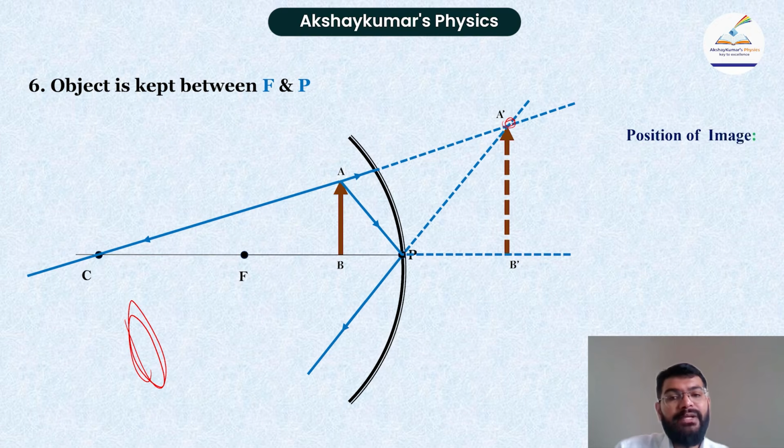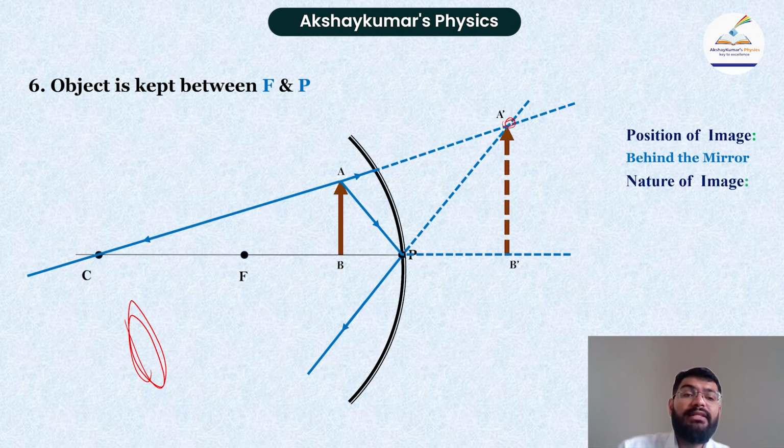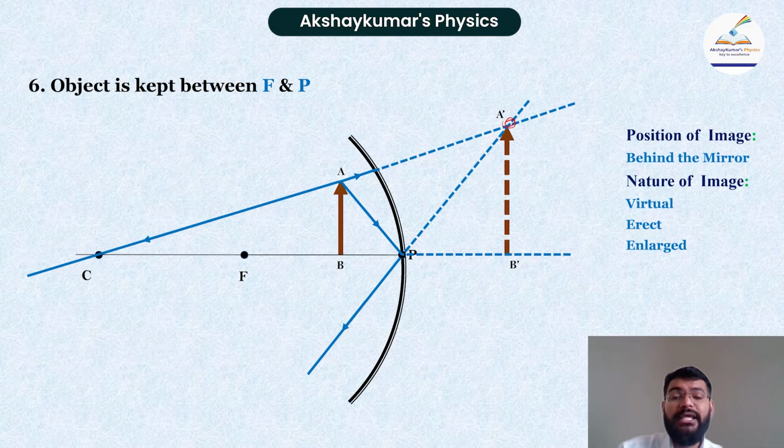So again I'll repeat, when the object is kept between F and P, the image is formed behind the mirror and the nature of image is going to be virtual, erect and enlarged. I hope that you have understood this particular image formation.